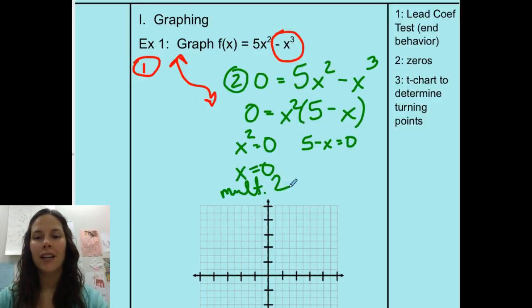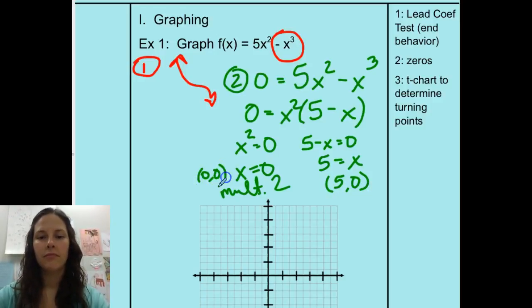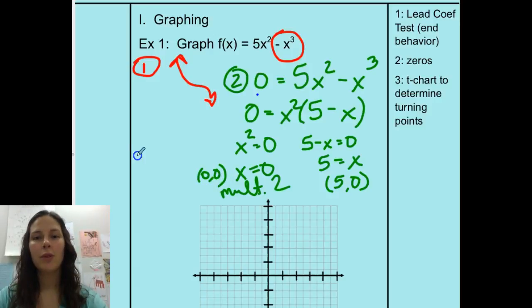Our other solution, adding x to both sides, we get 5 equals x, and we're going to write these zeros as ordered pairs as well. Finally, we will use a t-chart to determine the turning points. They will occur somewhere between the zeros. The graph will have to turn as I'm going from 1, 0 to cross the x-axis again. In our case, we do know we have one turning point at 0, 0, but we will have to have another turning point between 0 and 5, as the graph will have to turn to get back to the x-axis.